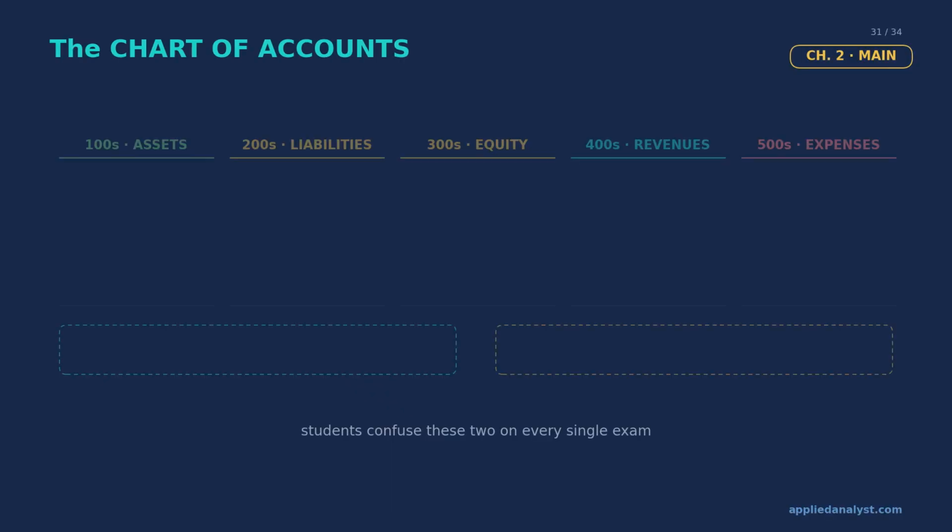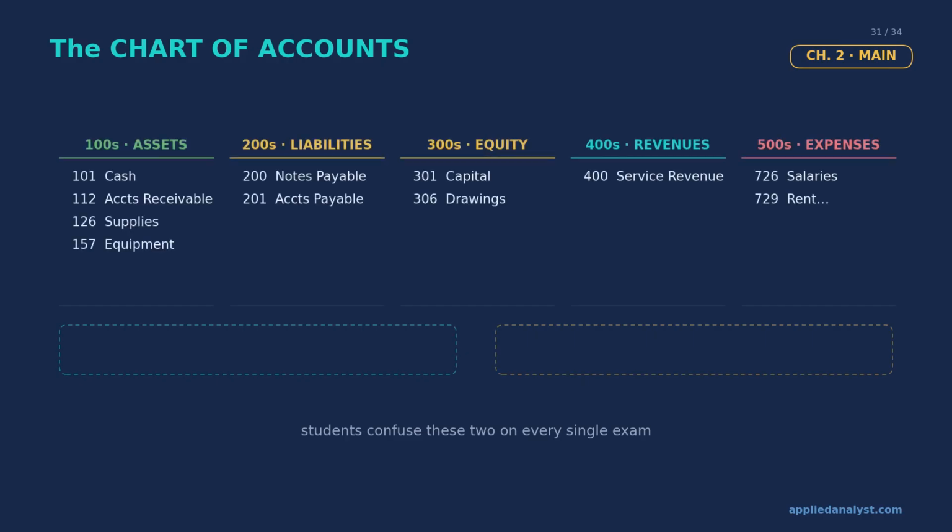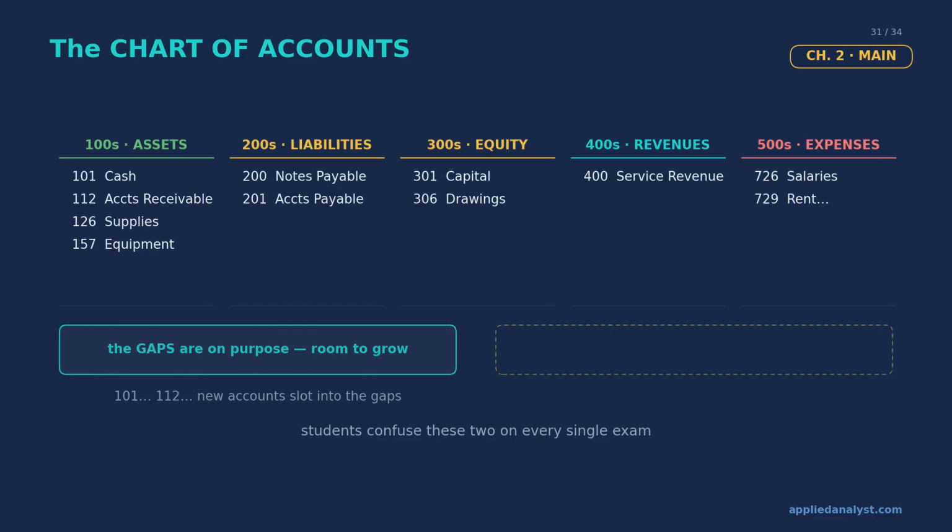And how do companies stop wrong account mistakes before they happen? A chart of accounts, the ledger's table of contents, a numbered menu of every account the company uses. Maple Bean's chart: assets in the 100s, cash 101, receivables 112, supplies 126, equipment 157, liabilities in the 200s, equity the 300s, revenues, 400s. Expenses, 500s. Balance sheet accounts first, income statement accounts after. See the gaps between the numbers? On purpose. New accounts slot into the gaps as the shop grows.